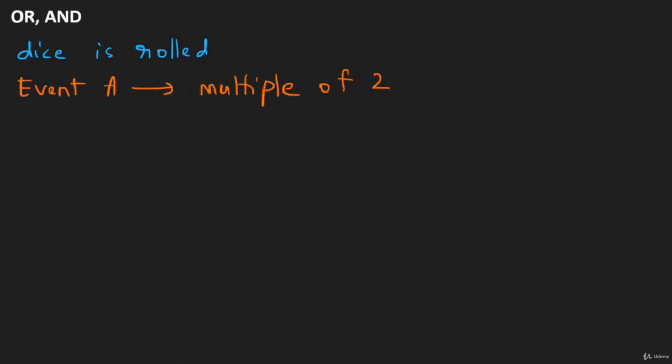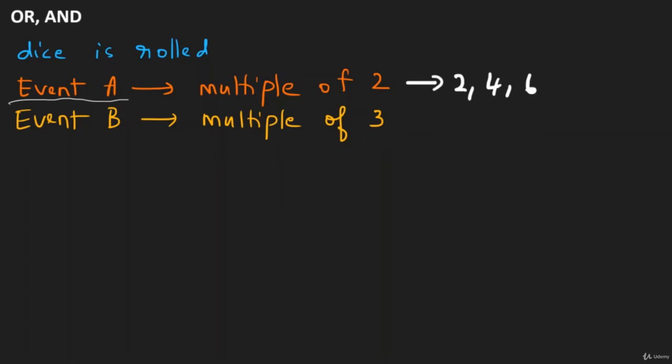Say a dice is rolled. Alright, and let's define two events. Event A is the event where a multiple of 2 is the outcome. Event B is the event where a multiple of 3 is the outcome. So what are the possibilities where event A is satisfied? We could get 2, 4 or 6 as the outcome of rolling the die, right? And what about event B? The cases where event B is satisfied is when 3 or 6 is obtained when you roll the die.